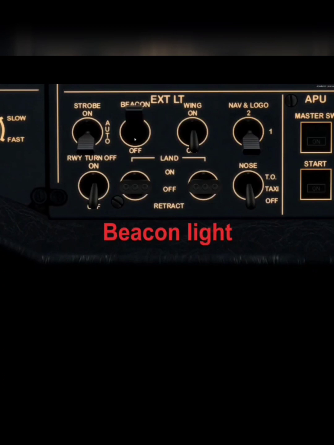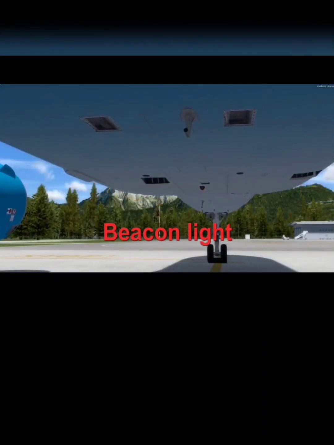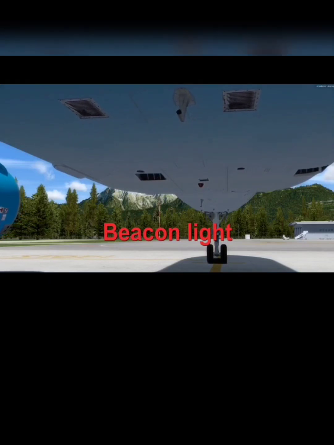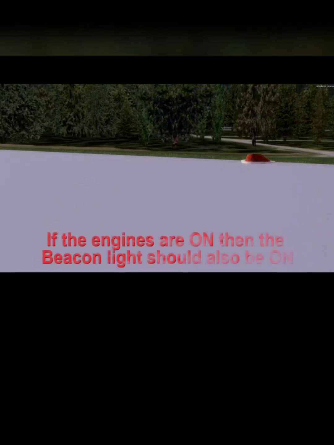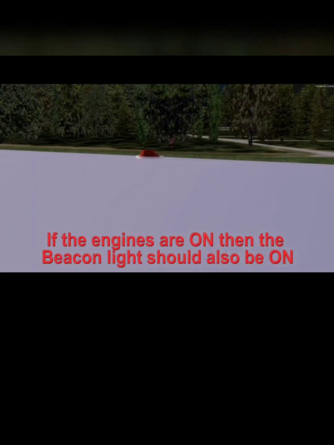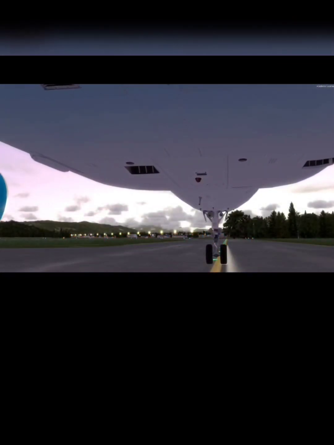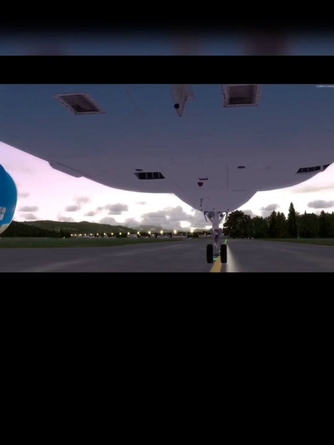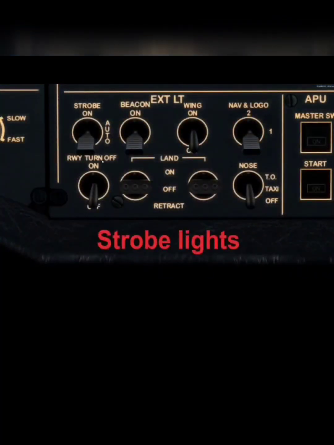Now the third light is the beacon light. Beacon light is very important on all aircraft, whether it is Boeing or Airbus. There are two beacon lights, one in the lower section and one on the top. If the engines are running, this is always in on position. If the aircraft is ready for departure, it is put in on position. If the aircraft is taxiing or towing or anything, we want the ground personnel to know that the aircraft's movement is going to take place.